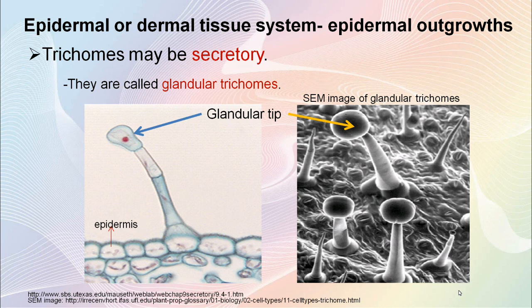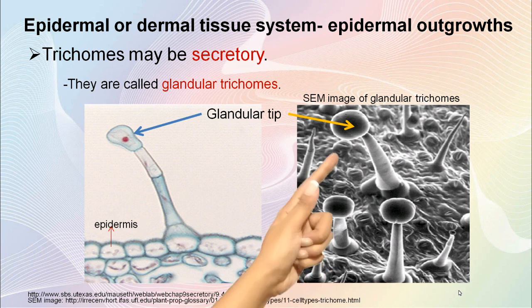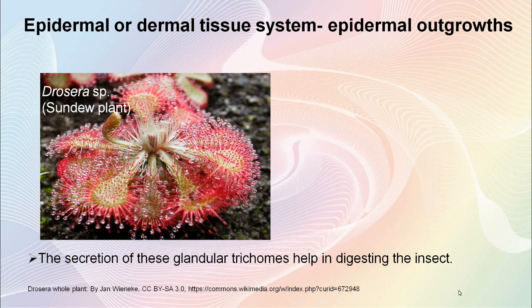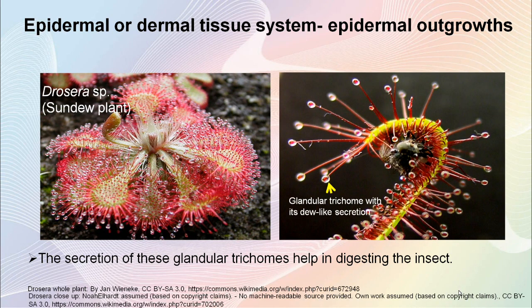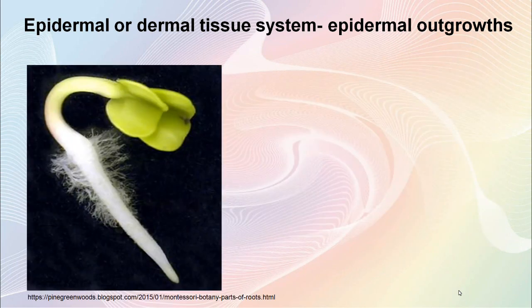Here is a scanning electron micrograph of glandular trichomes. There you can also see some stomata. A special type of glandular trichomes is seen in insectivorous plants. For example, in Drosera, commonly called the sundew plant, the whole plant body is completely covered with glandular trichomes. The glands in these trichomes produce a secretion containing protein-digesting enzymes like proteases, which digest the body of the insect.